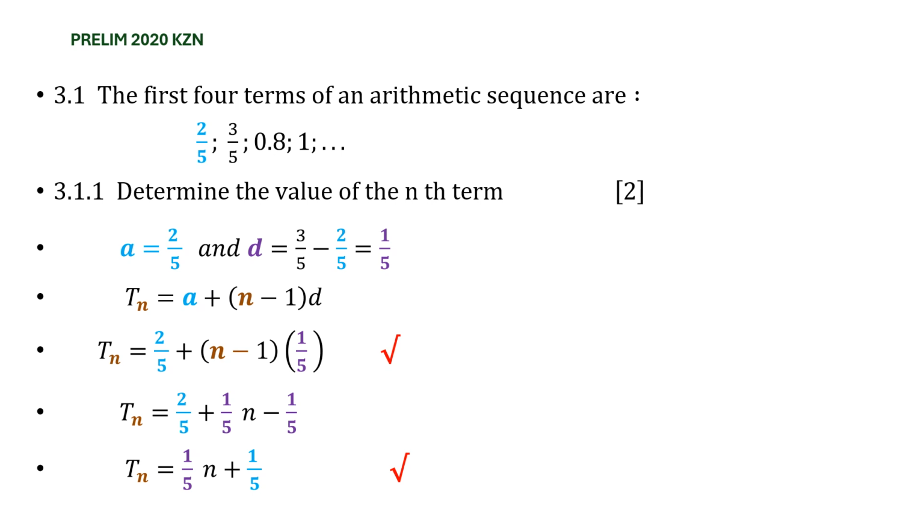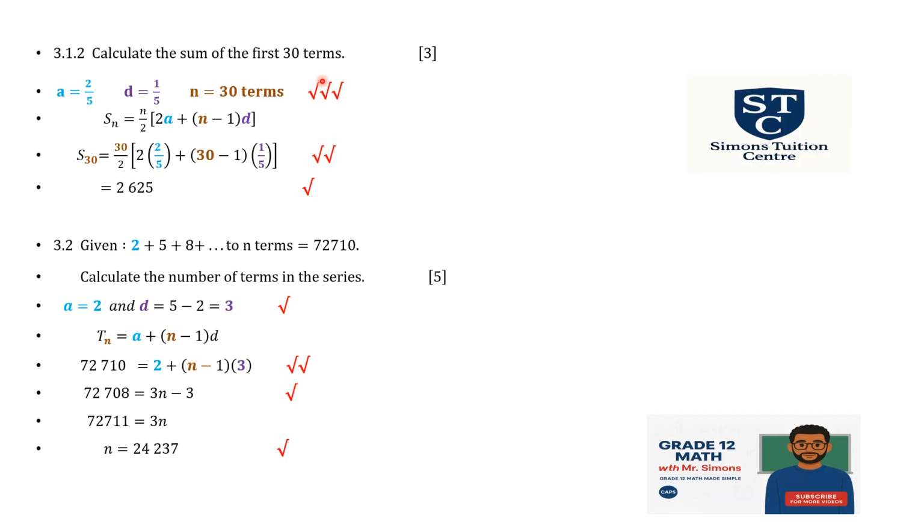Right, let's look at the next question. Calculate the sum of the first 30 terms. So we know A is 2 over 5, D was 1 over 5, but now they're telling us that N is 30 terms. Be very careful when you read. Highlight if you must, because some of us read so quickly we don't take note of what they said. They said sum, so I have to use the Sn formula. So Sn equals n over 2, 2 times A plus n minus 1 times D. A being 2 over 5, N being 30, and D being 1 over 5. If I multiply out again, I still get 2625. Right, so 3 marks there for A, D, and N, 2 marks for correct substitution, and 1 mark for final answer.